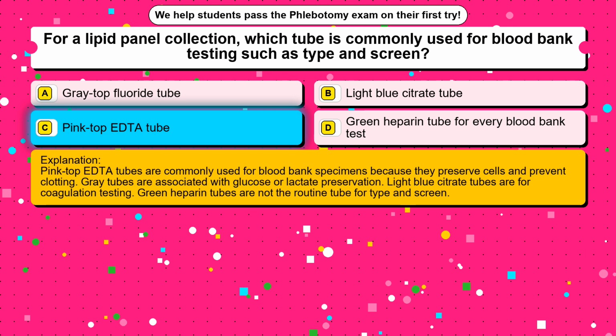Pink top EDTA tubes are commonly used for blood bank specimens because they preserve cells and prevent clotting. Gray tubes are associated with glucose or lactate preservation. Light blue citrate tubes are for coagulation testing. Green heparin tubes are not the routine tube for type and screen.